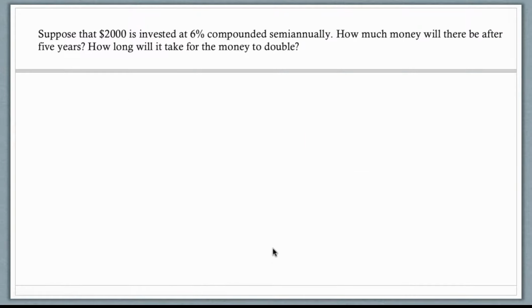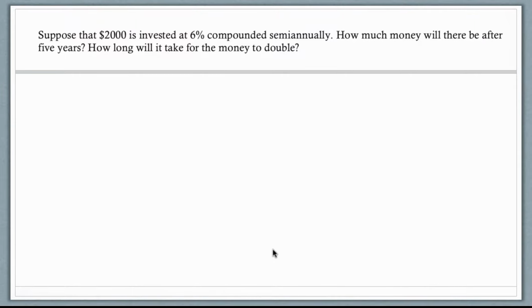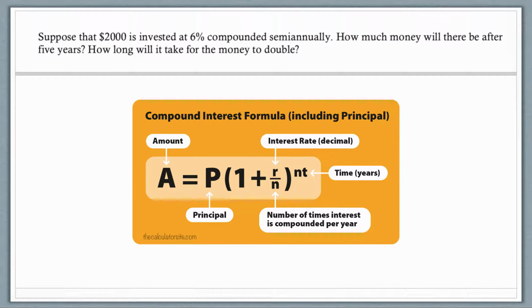Suppose that $2,000 is invested at 6% compounded semi-annually, so that's twice a year. How much money will there be after 5 years, and how long will it take for the money to double? For this problem, we're going to need the compound interest formula, which we've used in the past. A is the amount, it's equal to the principal times 1 plus the rate divided by the number of times we're compounding. And the exponent here is the number of times we're compounding times the total number of years that we're investing.